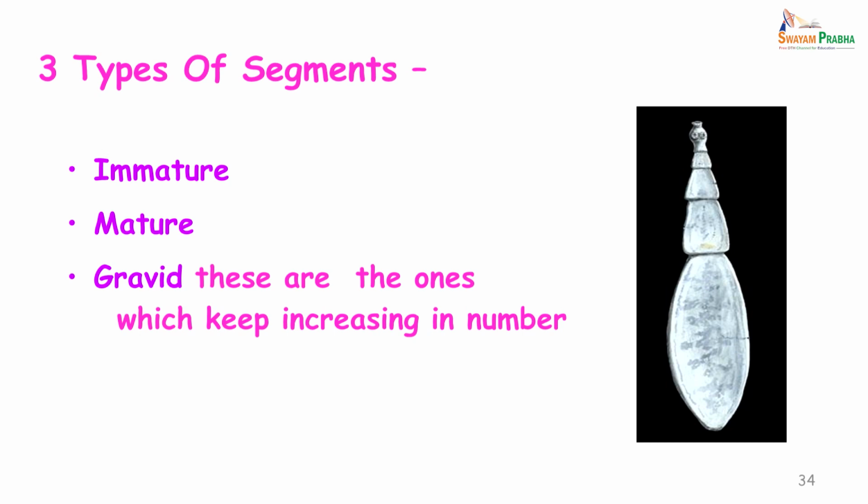There are 3 types of segments observable. The one which is right next to the neck is the immature segment. Next to that is a mature segment which has mature reproductive organs, and then there is the gravid segment. This is the one which can keep increasing, but it increases only by one segment in the case of Echinococcus granulosus.